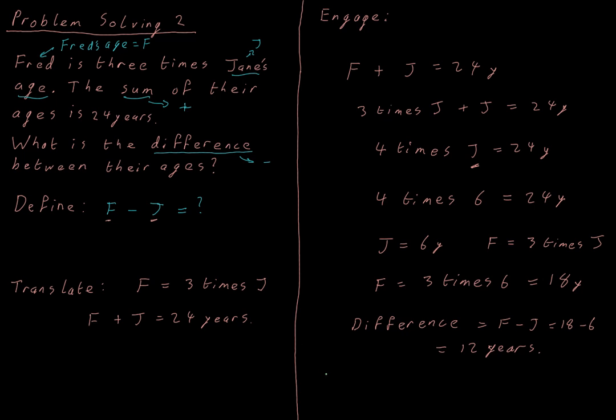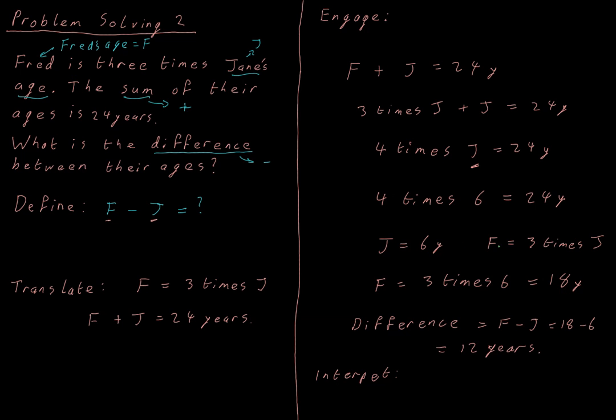Does my problem make sense? Does my solution make sense? I have to interpret it. Well, one thing I can check is that I knew from the very beginning, the very first sentence, Fred is 3 times Jane's age. From the work that I did, I can see that I got Jane's age, and then I multiplied by 3 to get 18. So I have followed that pattern.